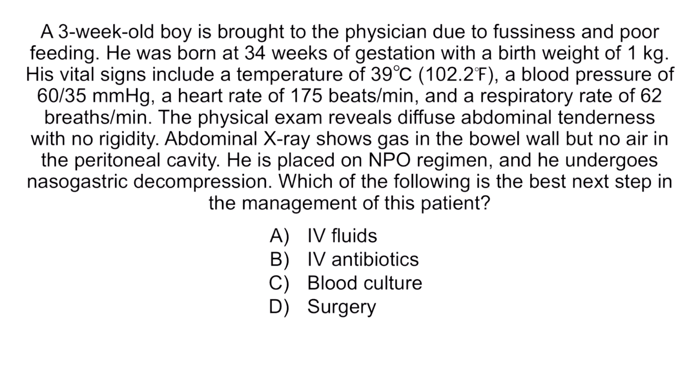A 3-week-old boy is brought to the physician due to fussiness and poor feeding. He was born at 34 weeks of gestation with a birth weight of 1 kilogram. His vital signs include a temperature of 39 degrees Celsius, blood pressure of 60/35, heart rate of 175, and respiratory rate of 62. Physical exam reveals diffuse abdominal tenderness with no rigidity. Abdominal x-ray shows gas in the bowel wall, but no air in the peritoneal cavity. He is placed on NPO regimen and he undergoes nasogastric decompression.